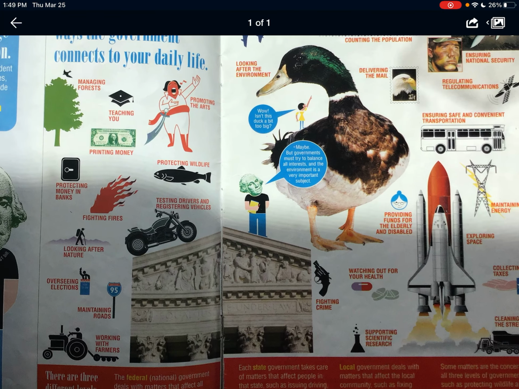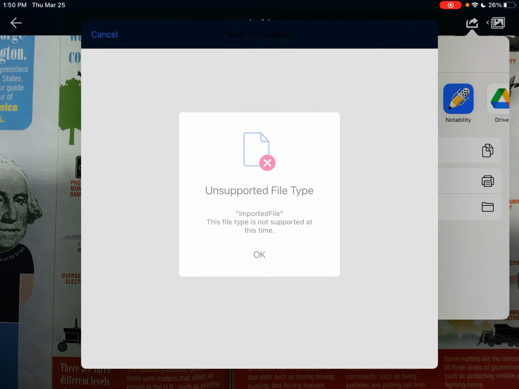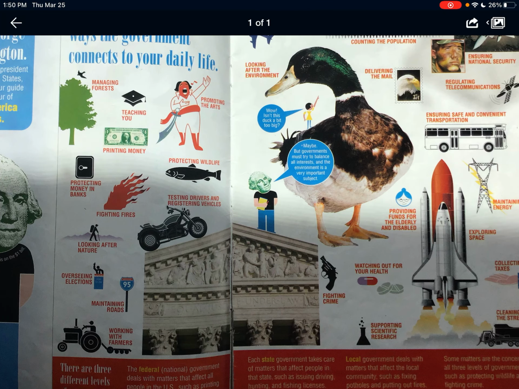Let me see if I can upload this to Notability so I can write on it. Oh, well, I guess it's not supported. Anyway, name the 5 things the United States government does to connect to your daily life, and then tell me how each one of these things connects to you personally.